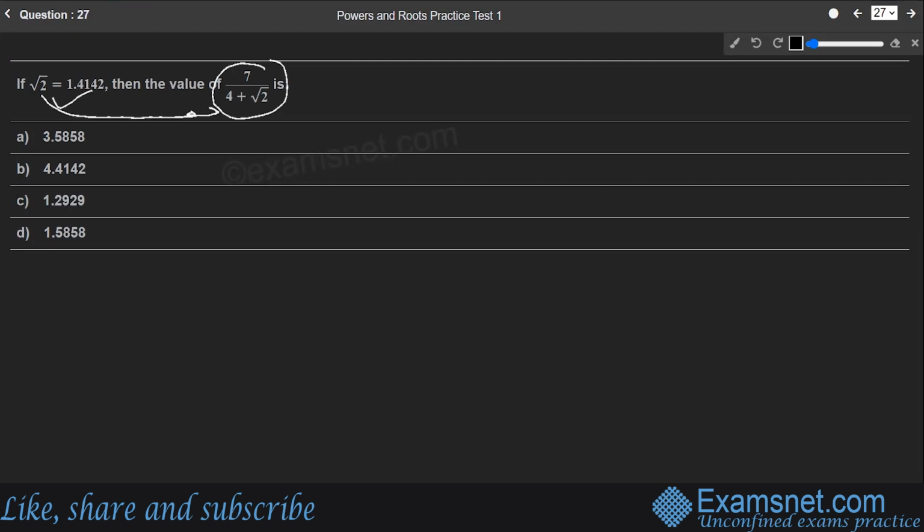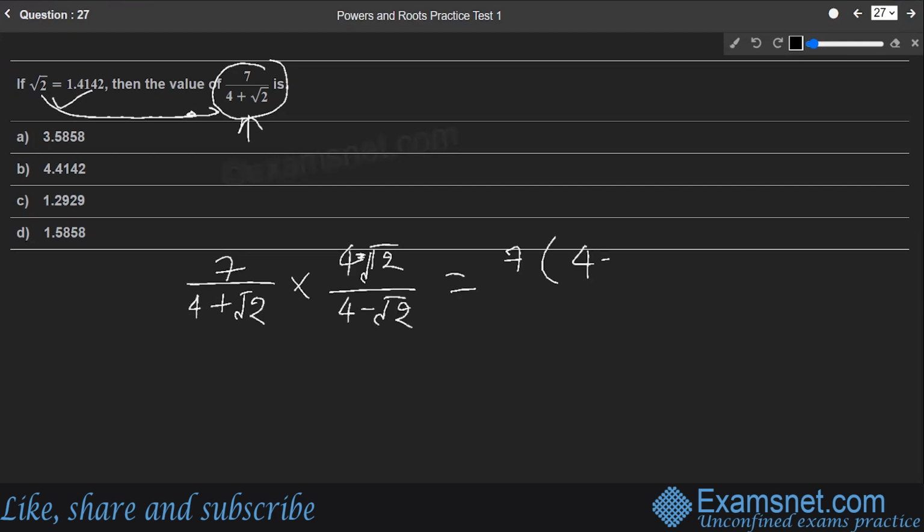So this question can be done in two ways. The easy one will be if we conjugate these numbers, then the root 2 will not be in the denominator, and the things will be easy. If you do like that, then it is going to be 7 divided by (4 plus root 2), and the conjugate of it will be (4 minus root 2) divided by (4 minus root 2). If you do that, this is going to be 7 into (4 minus root 2) divided by (4 plus root 2)(4 minus root 2). That is (a plus b)(a minus b), which is equal to a square minus b square.